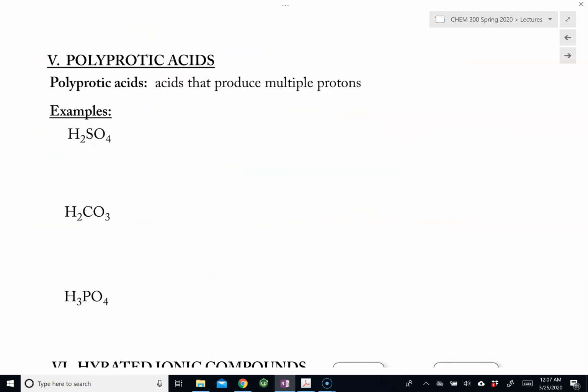And now let's go over naming the polyprotic acids. What are polyprotic acids? Polyprotic acids are basically acids that can give up multiple protons. For an example, sulfuric acid, carbonic acid, and phosphoric acid. All of these can be collectively referred to as polyprotic acids. So in this case, this is sulfuric acid.